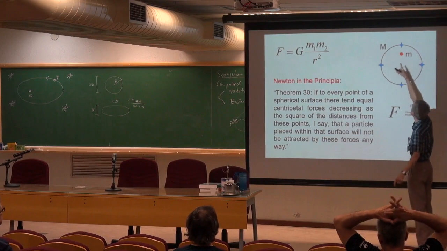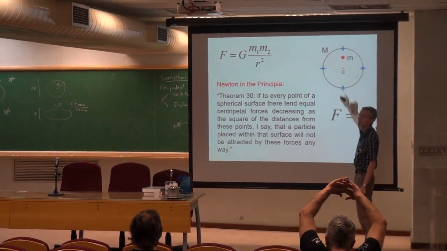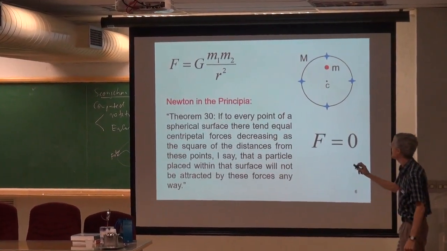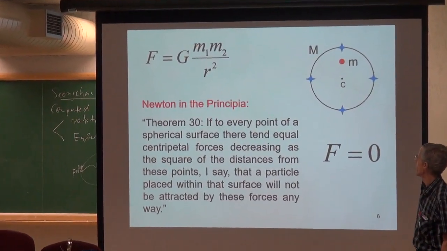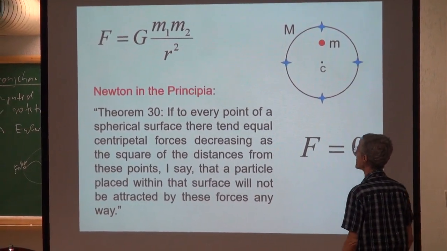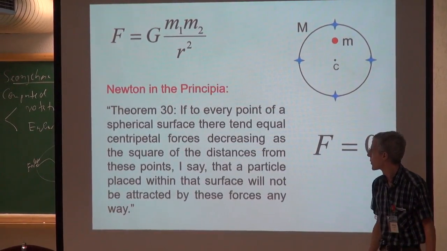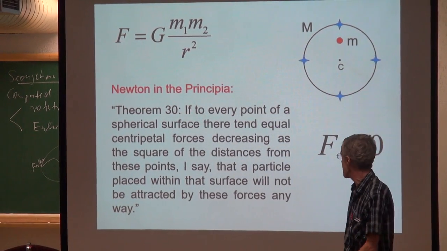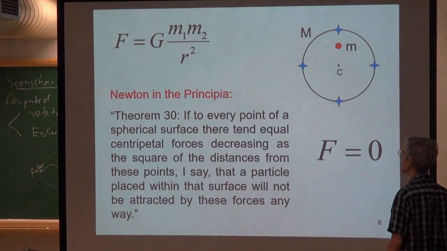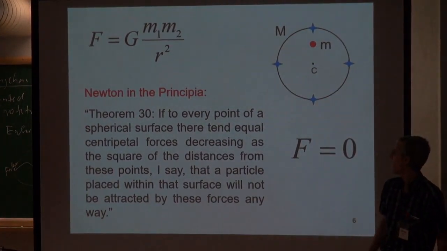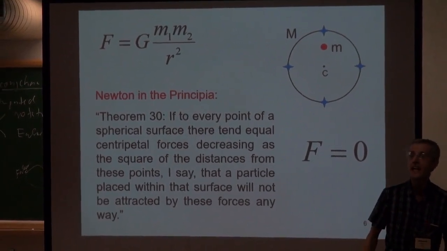He considered a spherical shell and a body inside the shell. Then he proves his words: If to every point of a spherical surface there tend equal centripetal forces, decreasing as the square of the distance from these points, I say that a particle placed within that surface will not be attracted by these forces anyway.